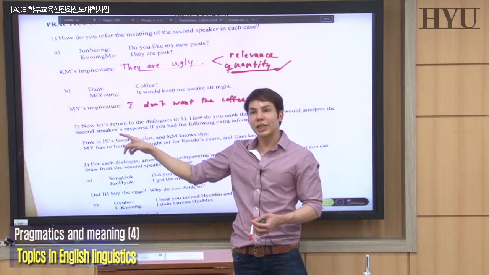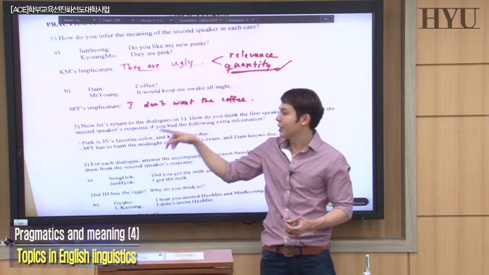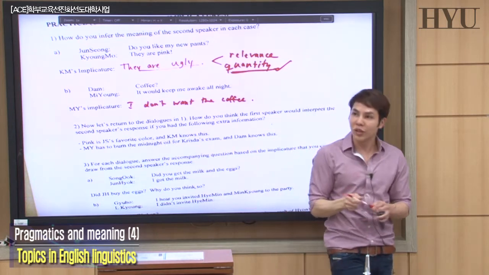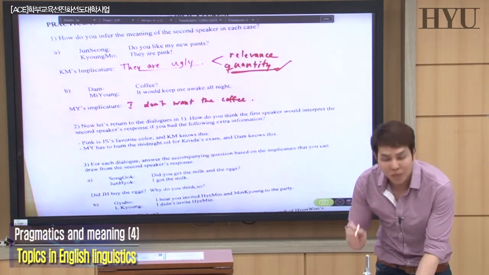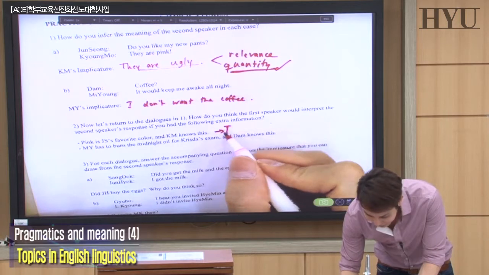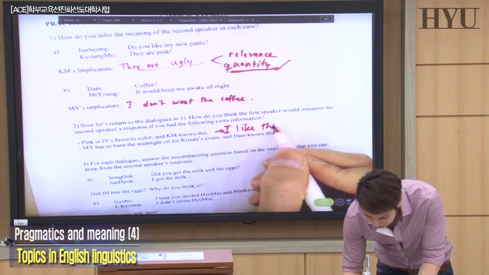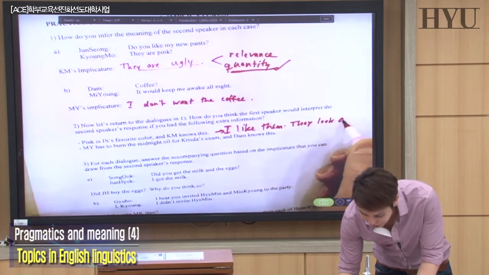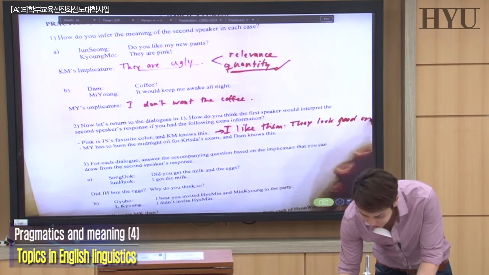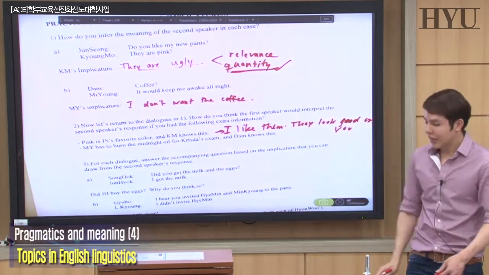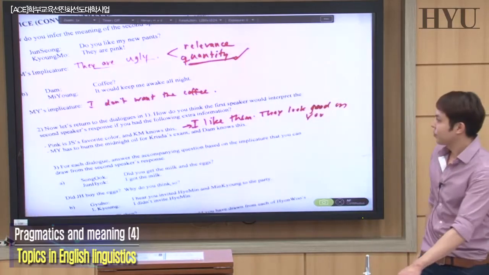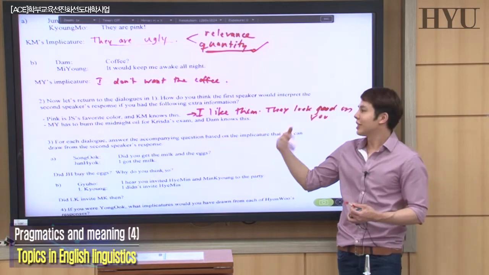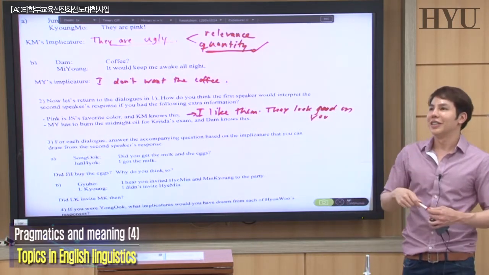So if pink is Junsong's favorite color and Kyungmo also knows that, then the meaning will change: I like them. They look good on you, right? He says that just to compliment Junsong, right?